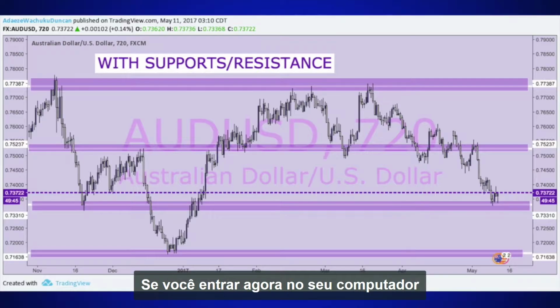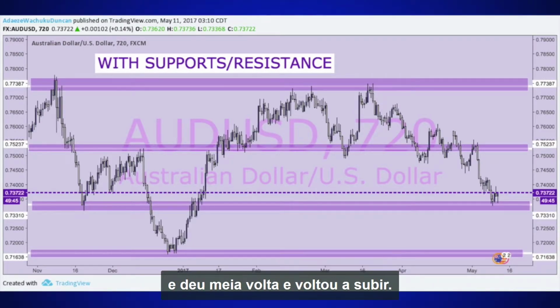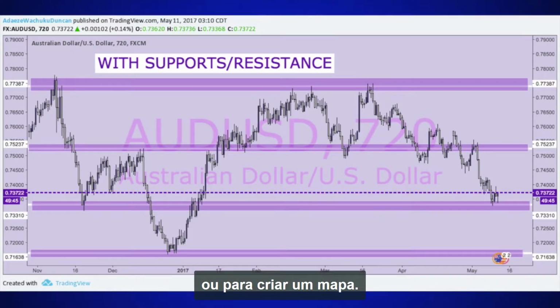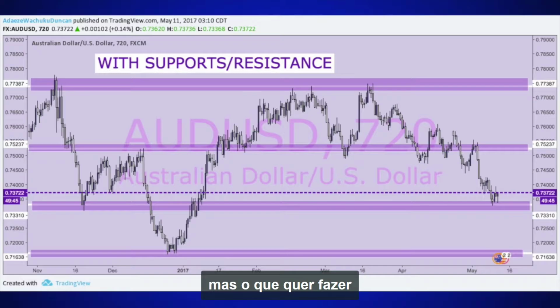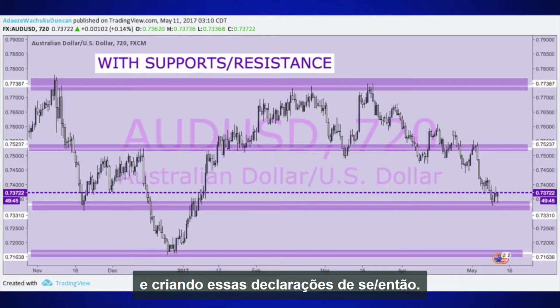Now, if you go ahead and log onto your computer and you look at the same exact area, you will see that price did in fact come down to that area and turn around and go all the way back up. It did exactly what it did in the past. So it's worth drawing these lines to create a map. Does this happen every single time? No, but what you're doing is creating a higher probability trade. Every time you trade, you're not going to win. But what you want to do is increase the probability of you winning. And you can do that by drawing these lines and creating these nice if-then statements.